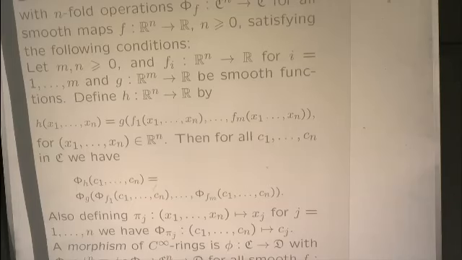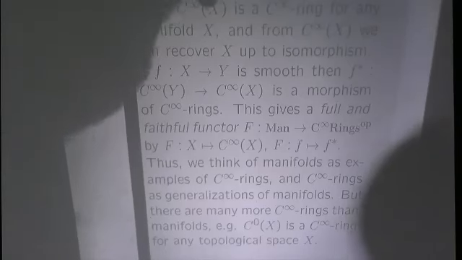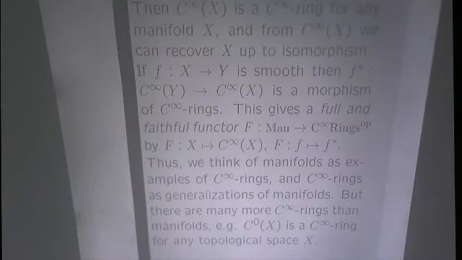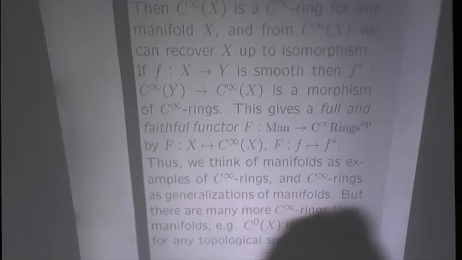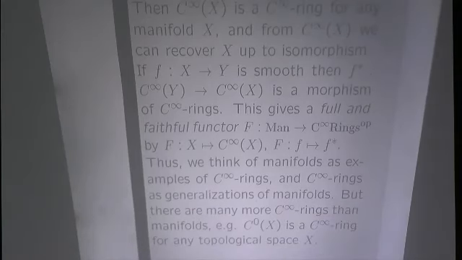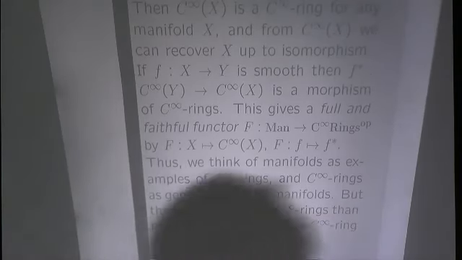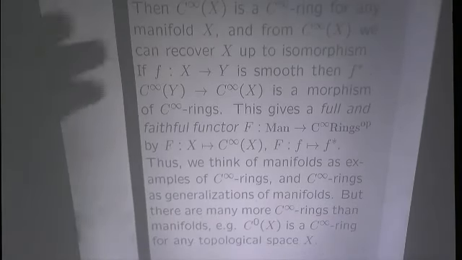Okay. So then for any manifold X, the smooth functions C-infinity of X on X is a C-infinity ring, and you can recover the manifold X from this up to isomorphism. Basically, the points of X are in one-to-one correspondence with algebra morphisms from C-infinity of X into R, and then you can put the topology on that and recover the smooth functions and so on.